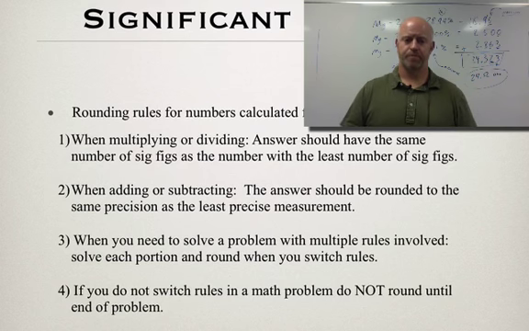So again, multiplying, dividing, you count sig figs, match it to the lowest. Adding and subtracting, you don't count sig figs, you look for precision, match it to the lowest. When there's multiple rules, you round between rules. And if there aren't multiple rules, you do not round until the very end.